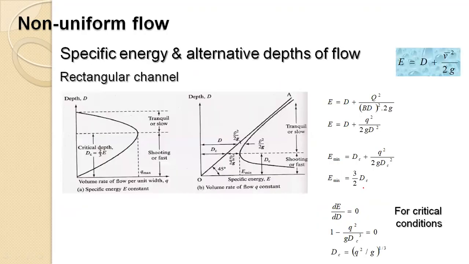Right, now we are going to look at non-uniform flow. In non-uniform flow, the specific energy is given by D plus V squared divided by 2g, as I have explained earlier. The specific energy, or specific head, is given by the water depth, now denoted by capital D, plus the velocity head.